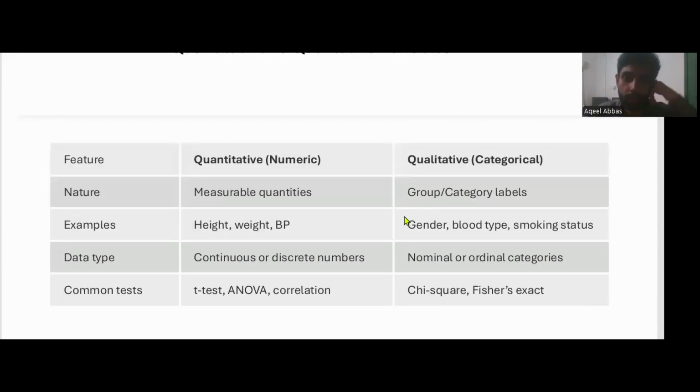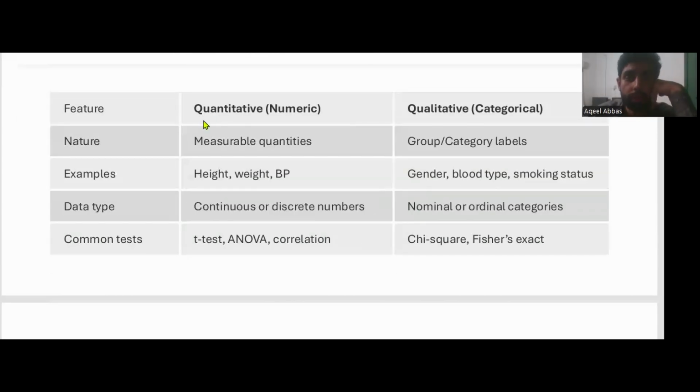Okay, so now we have to decide what kind of test we would apply on a given set of data. Before jumping into that, we need to know there are two types of variables: quantitative variables and qualitative variables. Qualitative variables are also called categorical variables. Quantitative variables are also called numerical variables. I like to think of quantitative variables as scale variables.